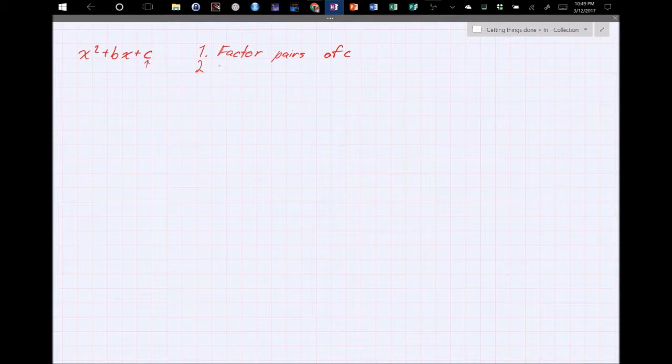And our second step is, after we've listed those out, I want to choose a pair that sums to B. That's our second step. Our third step is we're going to rewrite the equation. I'll show you what that means. We're going to rewrite the equation.